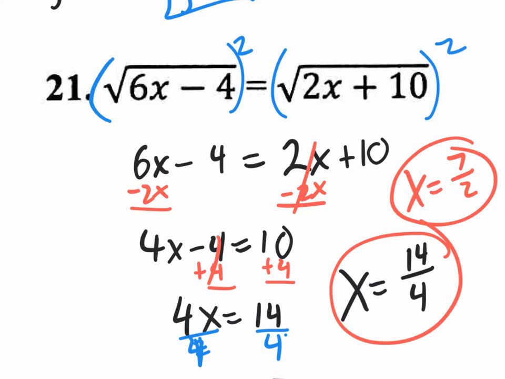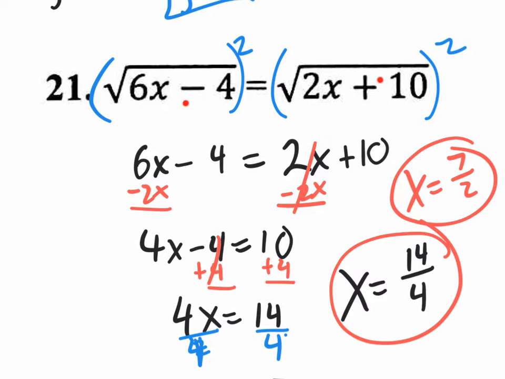But you still need to test the answer, because just because you get an actual answer doesn't mean that's right. We need to do step 3, which is test the answer. So take that 7 over 2, plug it right here, and that'll be 6 divided by 2 is 3. 3 times 7 is 21 minus 4. It's 21 minus 4, 17. Okay, and then over here, when you plug in 7 halves, 2 times 7 halves is 7. 7 plus 10 is 17 also.